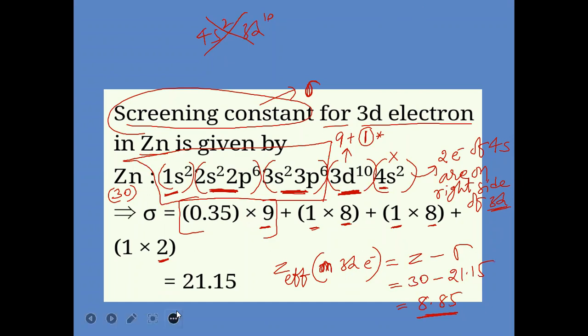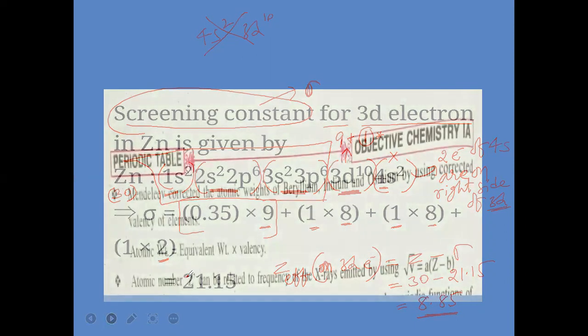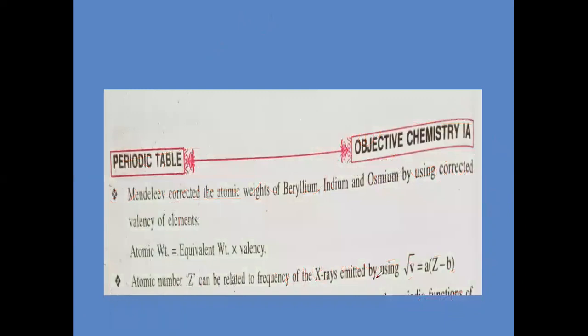So that is the effective nuclear charge concept. Like this, we can calculate for anything, not only for this. Okay. Next, the next important topic I wanted to discuss: suppose X-rays are there.